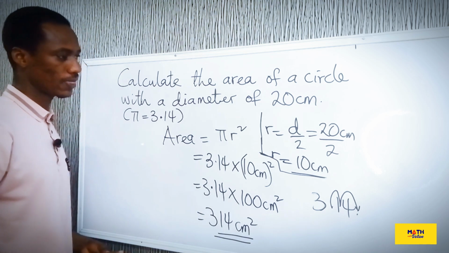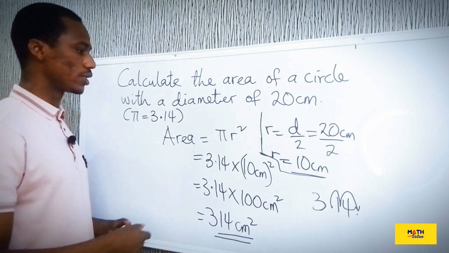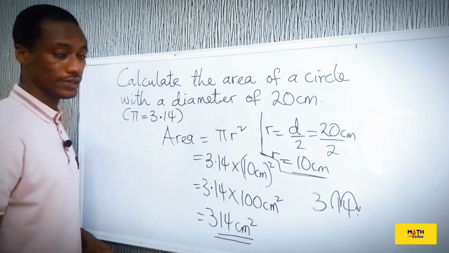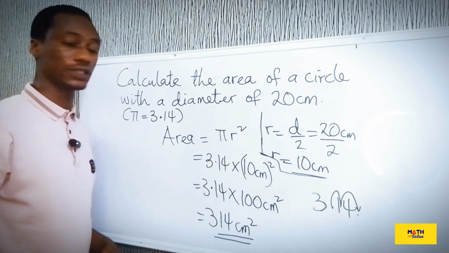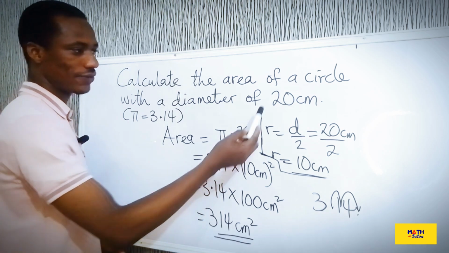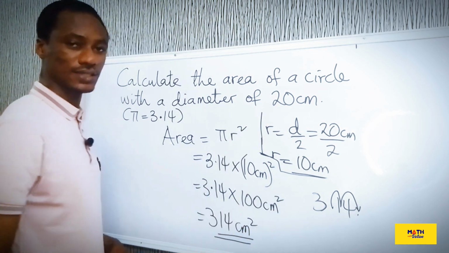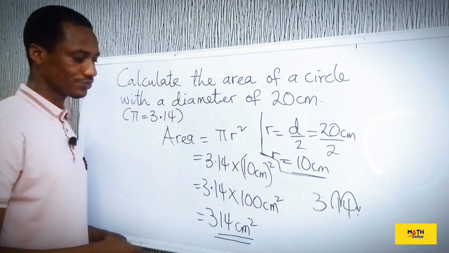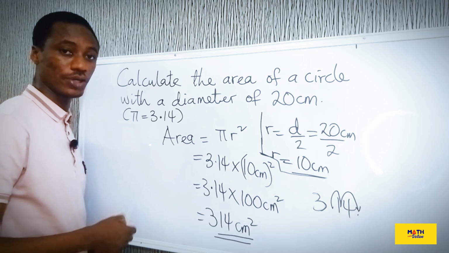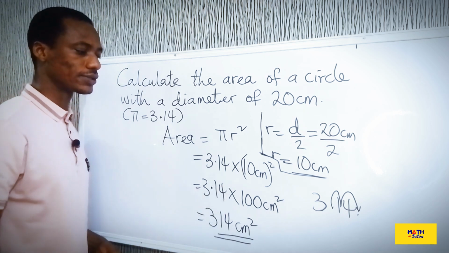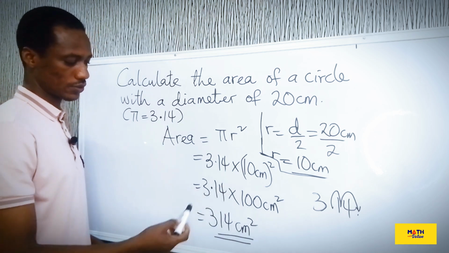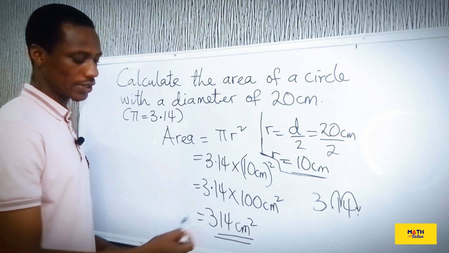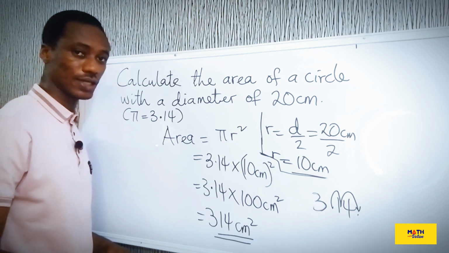So what have we done? We're given a circle with a diameter of 20 centimeters. To calculate the area, we need the radius. So we find half of the diameter, which gives us the radius, and half of 20 centimeters is 10 centimeters. Then we bring it back into our formula where we're given pi as 3.14. Then we multiply that by radius squared, and we have 3.14 times 100 centimeters squared, and that gives us 314 centimeters squared.